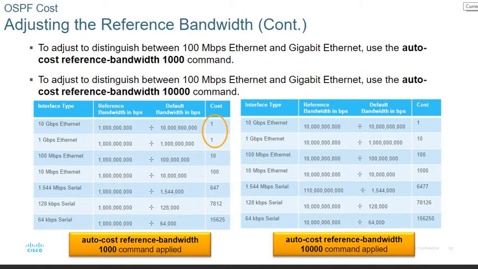OSPF Cost. Adjusting the reference bandwidth, continued. To adjust to distinguish between 100 megabits per second Ethernet and gigabit Ethernet, use the auto-cost reference-bandwidth 1000 command. To adjust to distinguish between gigabit Ethernet and 10 gigabit Ethernet, use the auto-cost reference-bandwidth 10000 command.